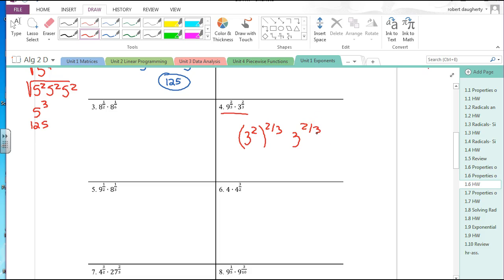What's 3 squared to the 2/3? That's 3 to what power? That's 3 to the 4/3 and 3 to the 2/3. Well, I got to write it correctly. What do I do to the exponents now? I add them. This is 3 to what power? 3 to the 6/3. What's 6/3? Come on. 2. This answer is 9, okay?